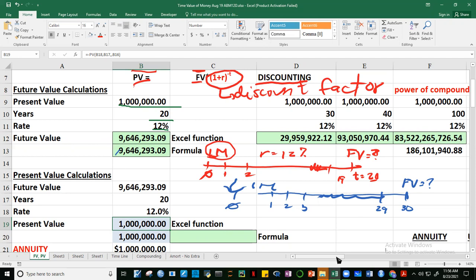Kasi ina-assume natin na yung 12% natin yan, it already includes the impact of inflation.